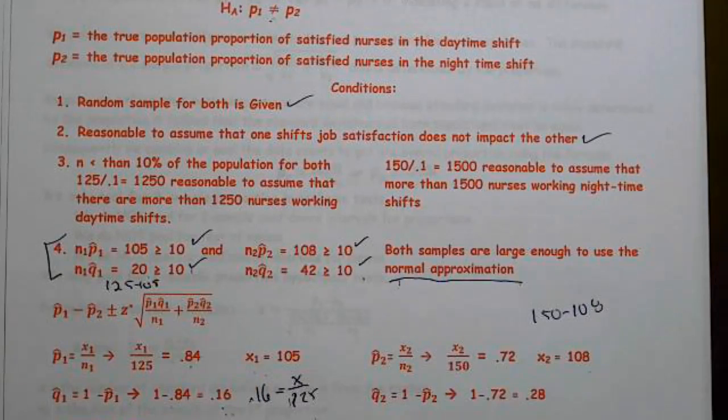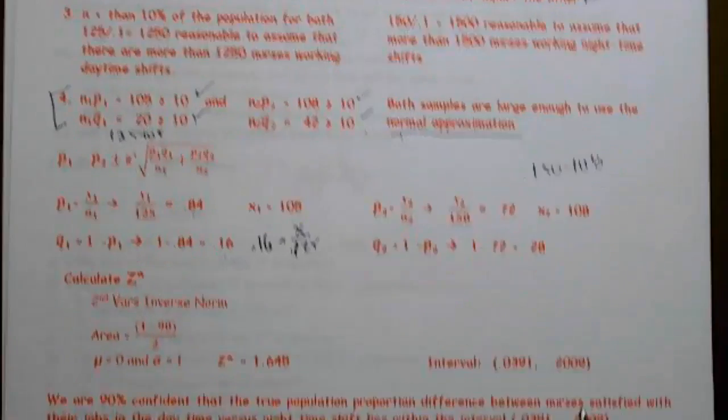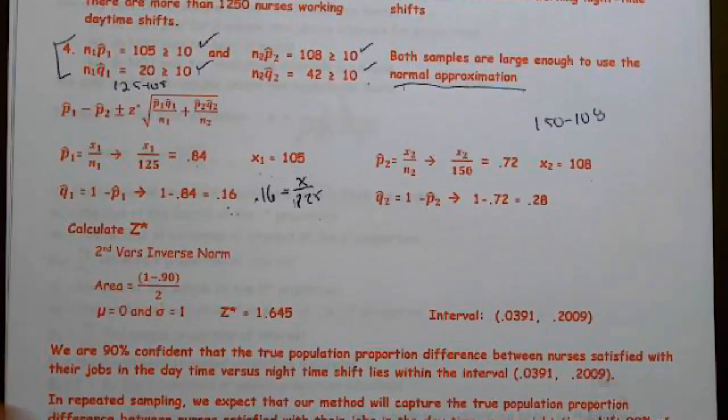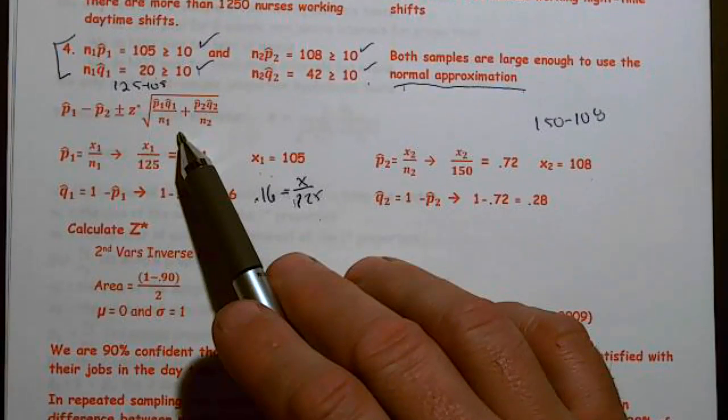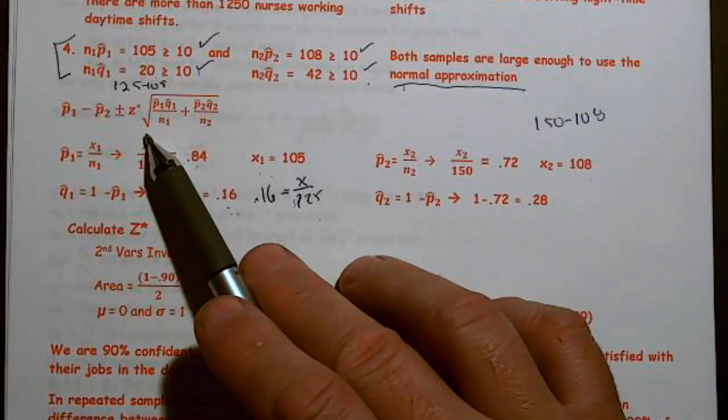Please remember, we're having to use a normal approximation because we're working with proportions, and proportions are essentially something that falls in the binomial. So we write our formula down. P hat 1 minus p hat 2 plus or minus z star.